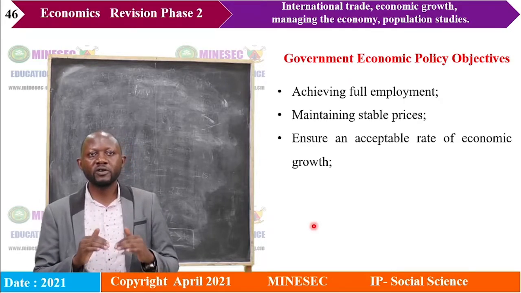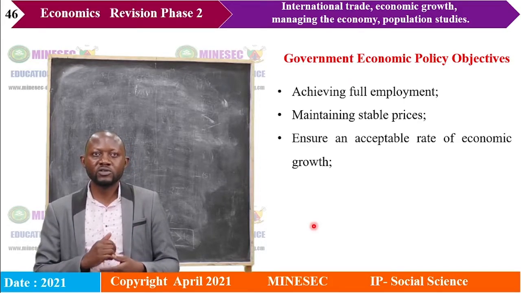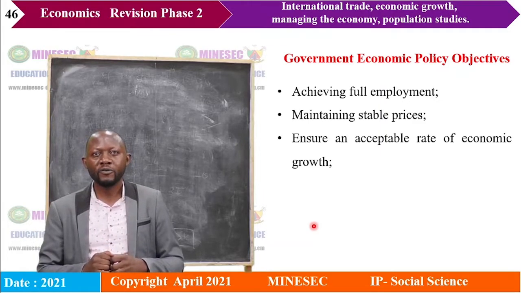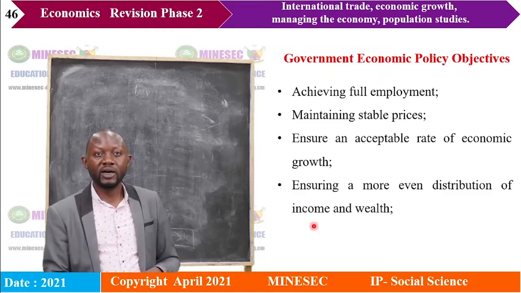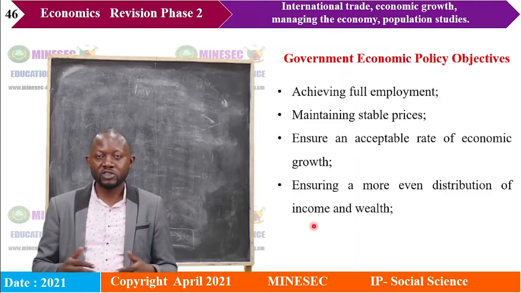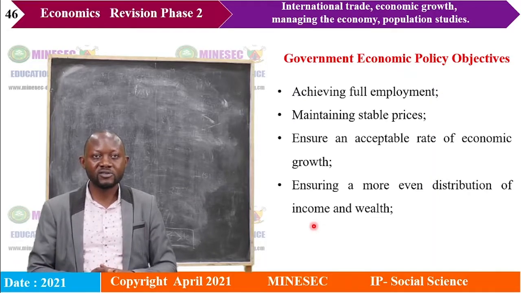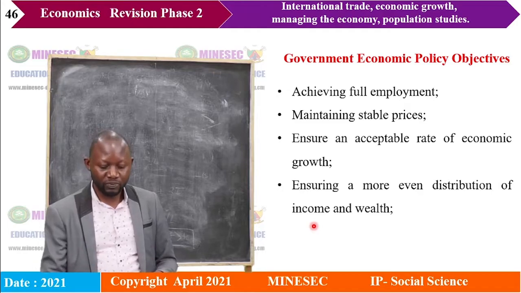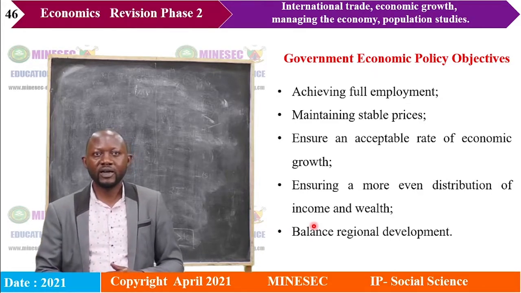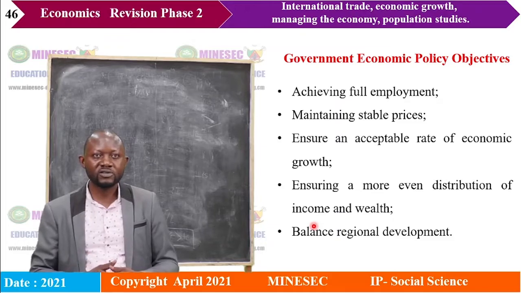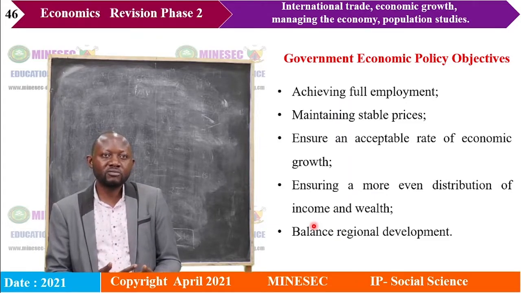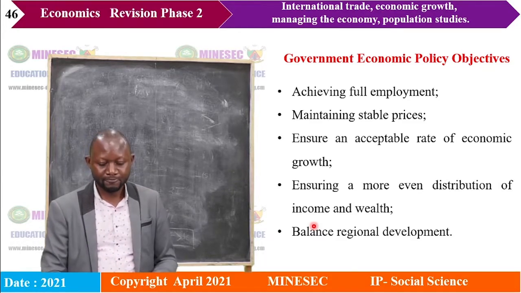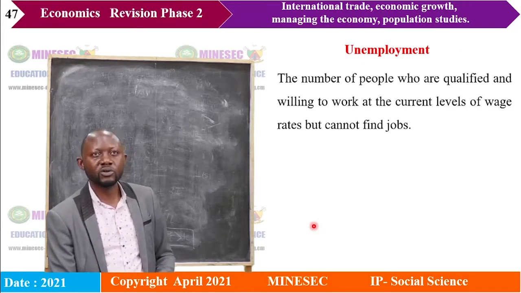Another objective is to ensure an acceptable rate of economic growth. That's one of the most important objectives of most governments, to ensure a steady rate of economic growth. We have ensuring a more equitable distribution of income, to be done through using progressive taxes and providing public goods that help to narrow the gap between the poor and the rich. Finally, balanced regional development, making sure everybody in each region is able to have access to basic necessities.